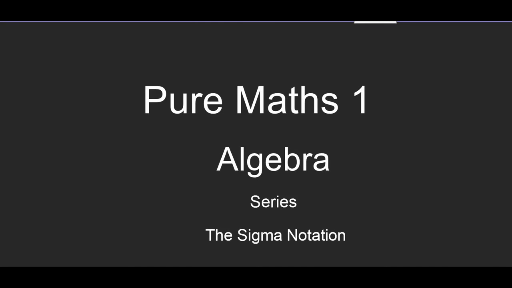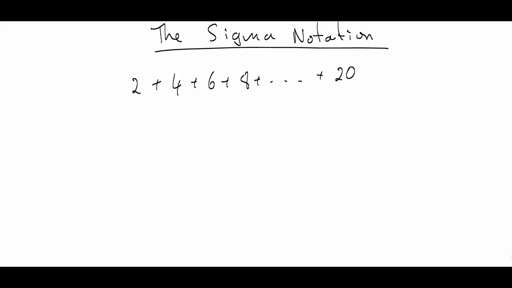This video in the Pure Maths 1 course concerns the sigma notation, which is used for summation of series. This is an arithmetic series, 2 plus 4 plus 6 plus 8 and so on until we add 20, and it's an arithmetic series with 10 terms with common difference 2, starting with first term 2.